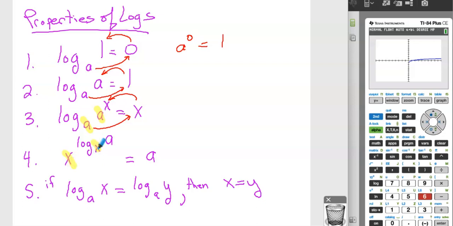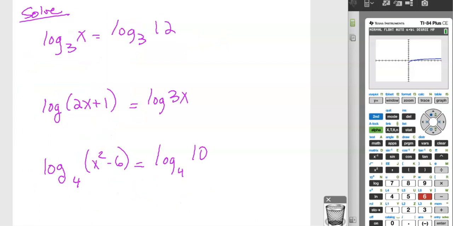This last property: if log base A of x equals log base A of y, that means x equals y. In other words, if the log base A and log base A equal one another, then these have to equal one another. That's going to come in handy when it comes to solving equations. So if I ask you to solve this, notice what I just said. If log base 3 of x equals log base 3 of 12, that means x equals 12.